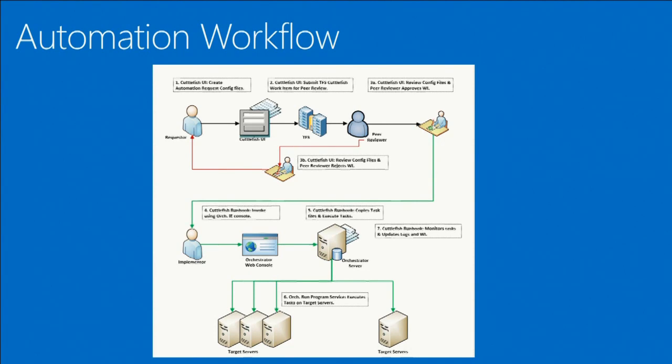We make sure that people follow ITIL practices by having them file a work item and making sure it's peer reviewed. So it's not like one guy thought of something and ends up doing it. It's a peer review process, and then the automation is done through the orchestrator. We don't execute anything remotely. We copy everything onto the local machine and only monitor remotely. So that's how this end-to-end automation workflow works.